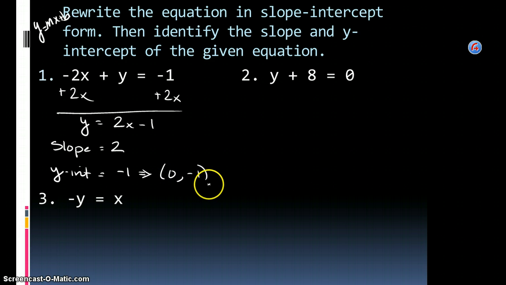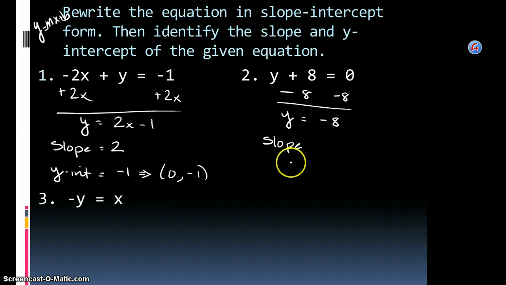Okay, for part 2, number 2, to get y by itself, you're going to subtract 8 from both sides, and you get y is equal to negative 8. So remember, we're looking at the form y equals mx plus b. So if I'm looking for my slope, which is my m, I don't see one, because your slope is always the number in front of the x. And since there isn't one, I'm going to put 0.